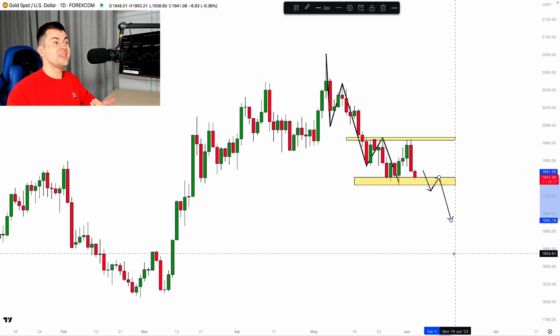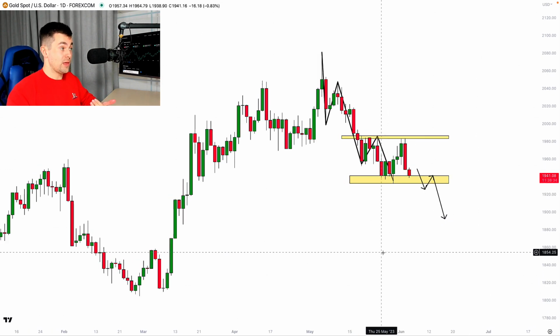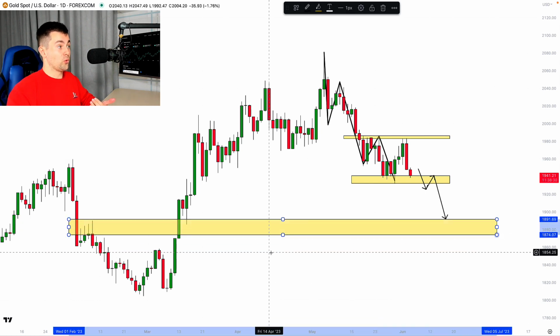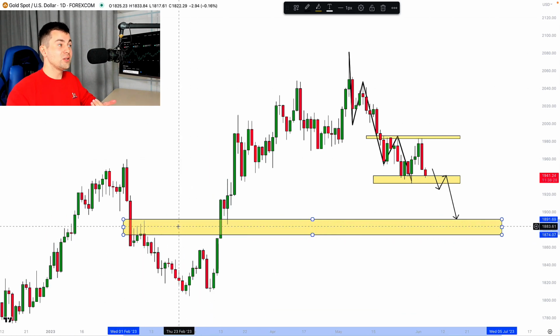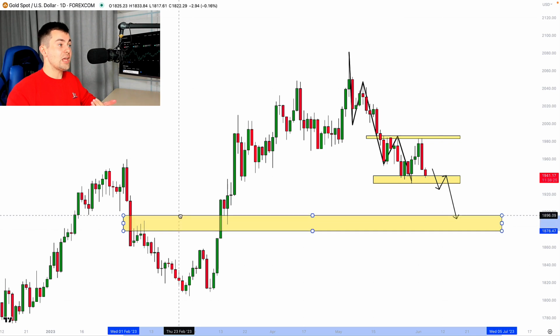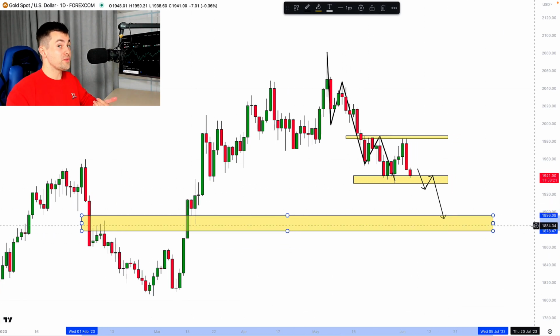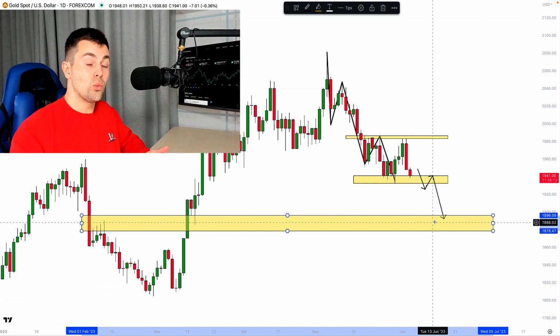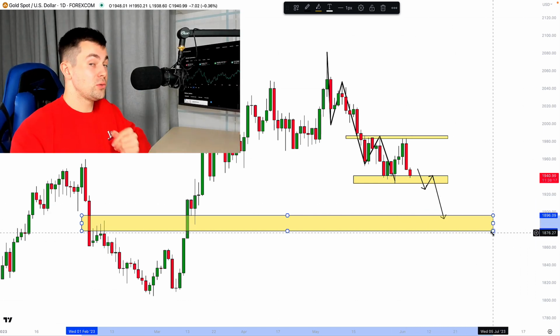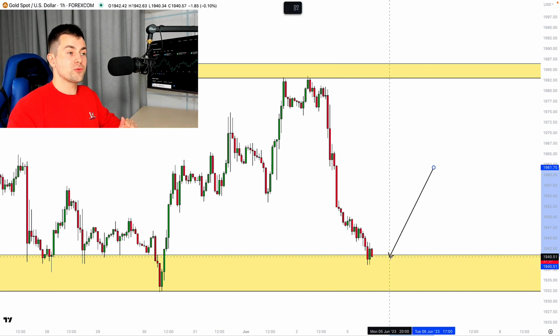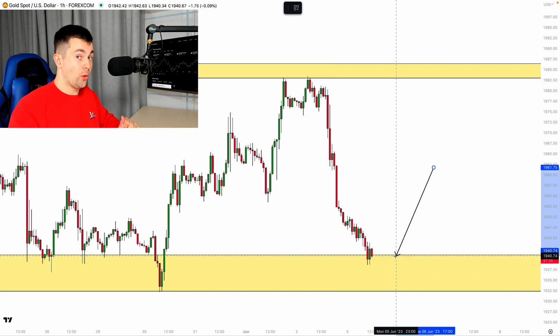And what will be the next goal for the sellers then? The next goal for the sellers will be that horizontal structure support. It will be the closest strong structure that we see on a daily, and that will be the next goal for the sellers. So that will be your plan to short gold. But how about the bullish scenario? If you want to buy gold, you should monitor the reaction of the price to the support of the range.